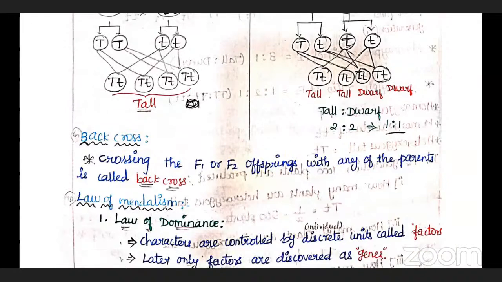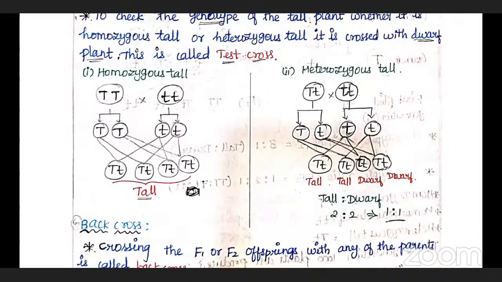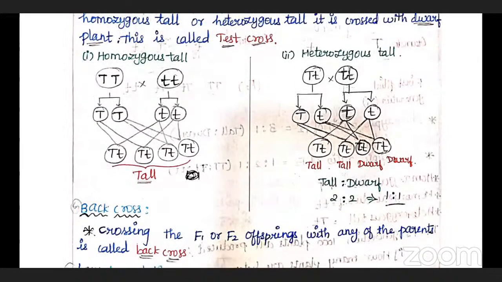The back cross is classified into two types: dominant back cross and recessive back cross. Dominant back cross means the F1 generation is crossed with the dominant parent. When the F1 generation is crossed with the dominant parent, it is called a dominant back cross.